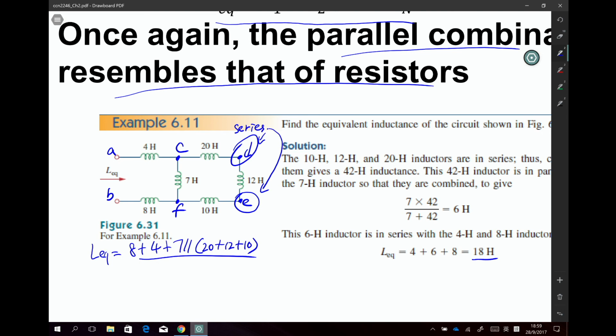I think that this example is not that difficult because it is more or less the same to your resistor network, right? If you know how to solve the resistor network, the inductor network or the capacitor network is not a problem to you, right?